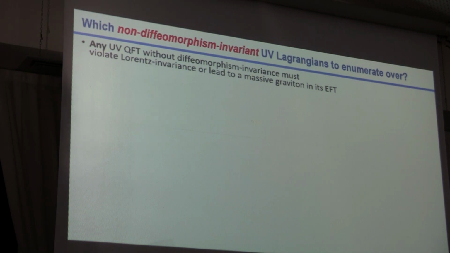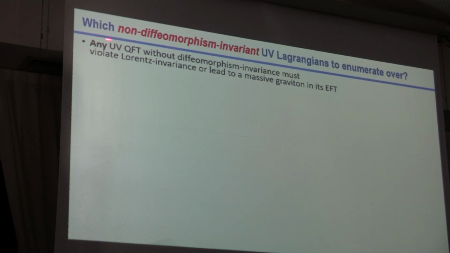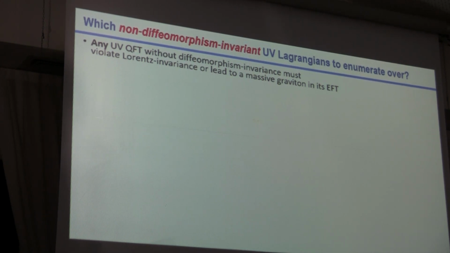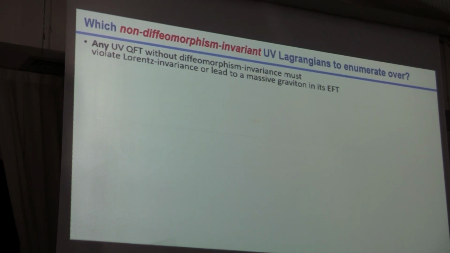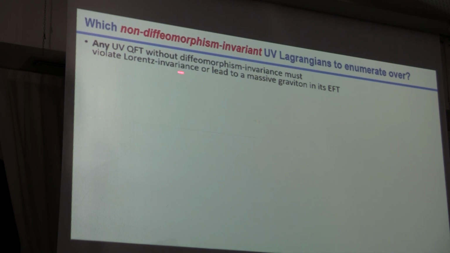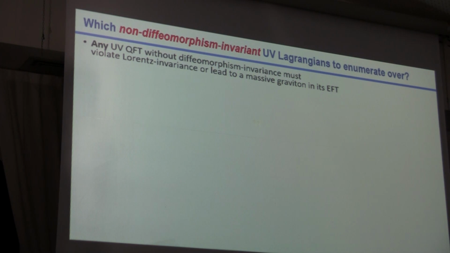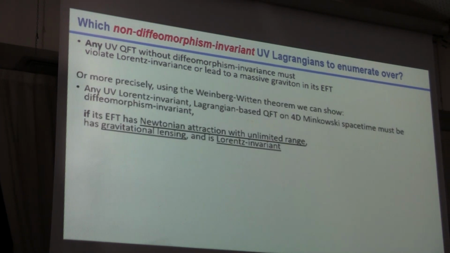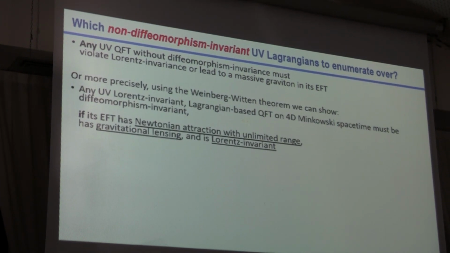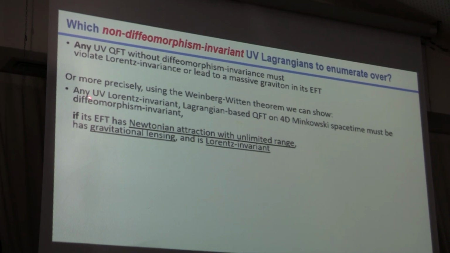And to understand exactly how to escape from Weinberg-Witten, we want to find ones that we can prove, and this is work that Alan was piling up together from different parts of literature, is that any UV QFT without diffeomorphism invariance must either violate Lorentz invariance, which is way worse in my opinion, or lead to massive gravitons in its EFT.